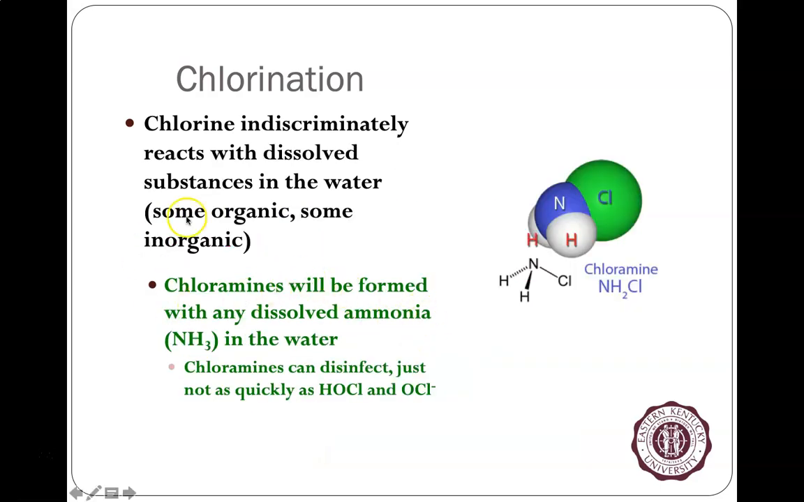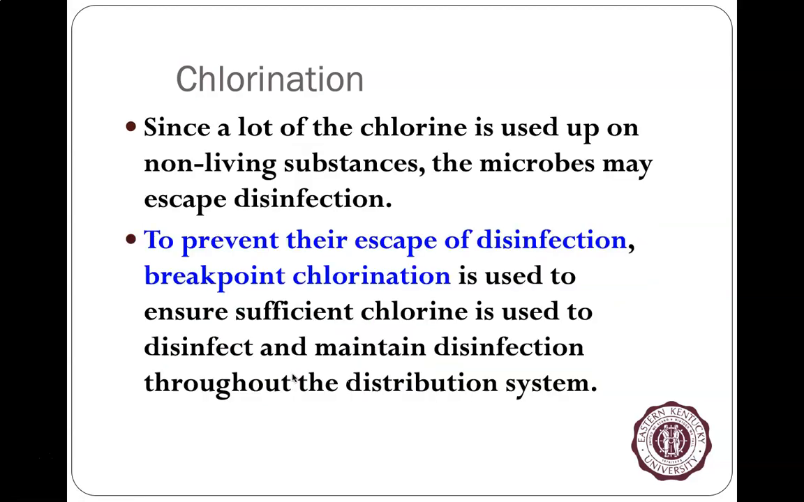Now, chlorine indiscriminately reacts with a lot of stuff in the water, and sometimes it will also form another compound called chloramines, and this forms when chlorine interacts with any dissolved ammonia in the water. And these chloramines, they can also disinfect. So it's important for us when we think about chlorinating water or doing disinfection with chlorine to know that a lot of the chlorine is actually used up on non-living substances.